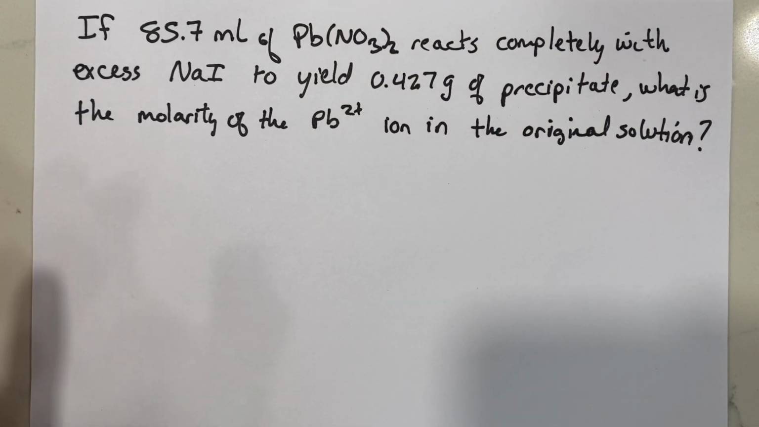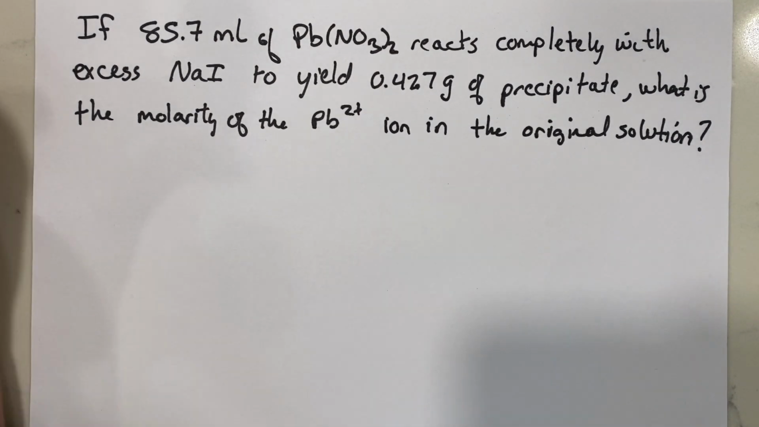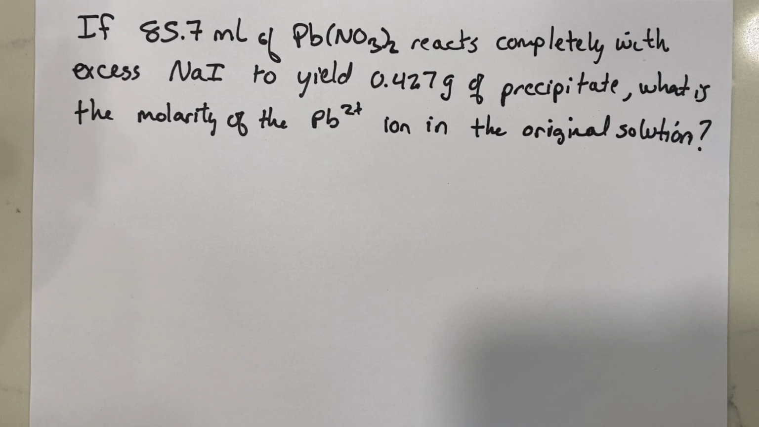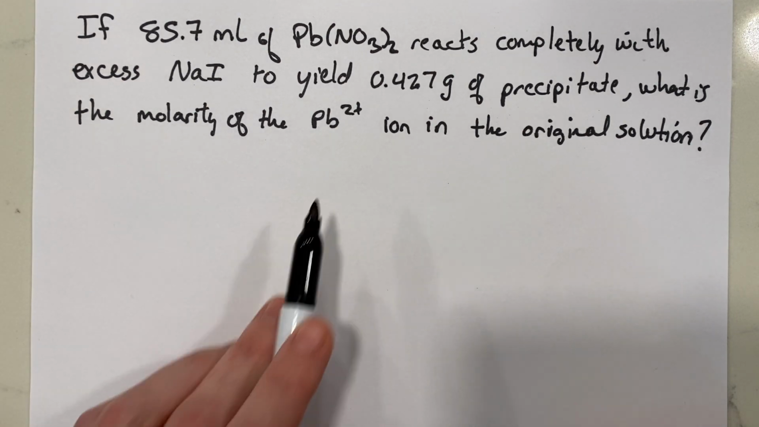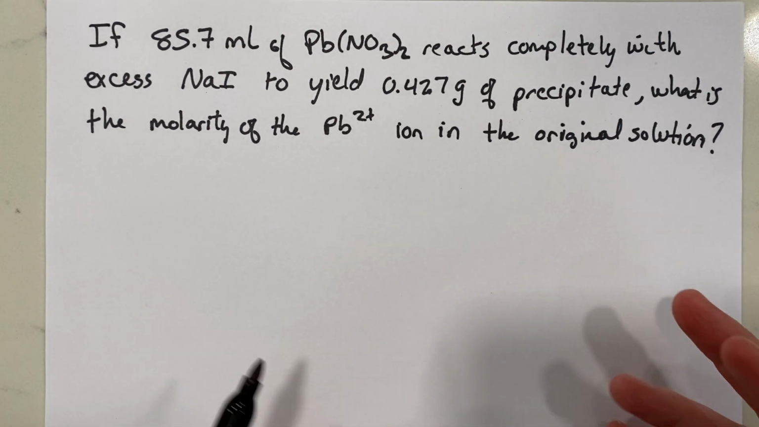So the student asked me this question. If 85.7 milliliters of lead-2 nitrate reacts completely with excess sodium iodide to produce 0.427 grams of precipitate, what is the molarity of the lead-2 plus ion in the original solution?